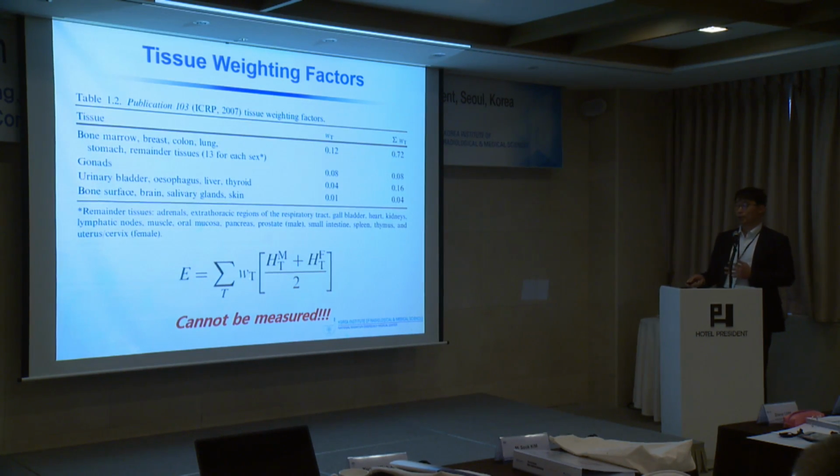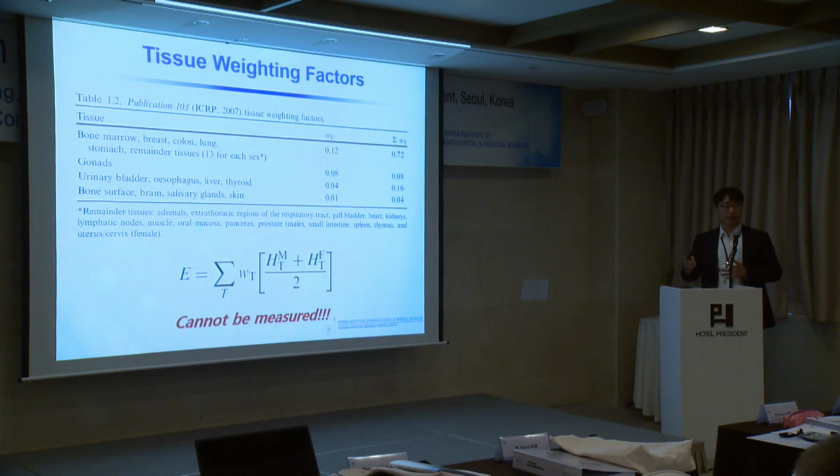This is the formula of the effective dose provided from the ICRP 103. ICRP 103 is a new recommendation. In this recommendation, they recommend using sex-averaged equivalent dose to estimate the effective dose. And you have to note that this effective dose can never be measured. So by some calculation or a simulation, we can obtain this effective dose.